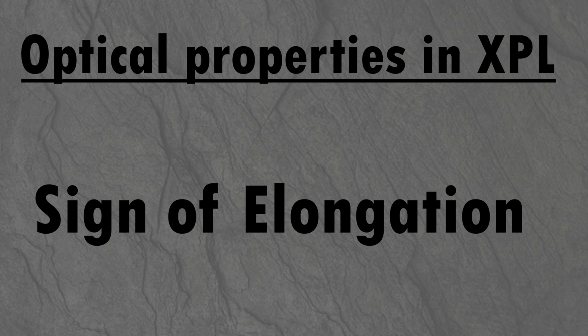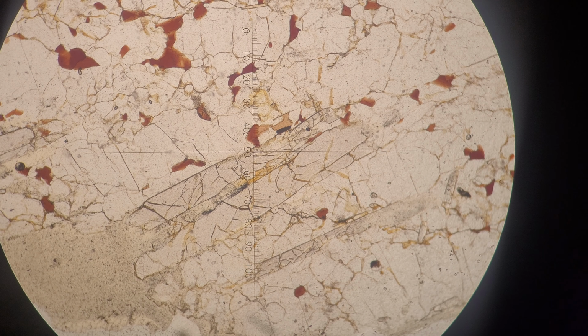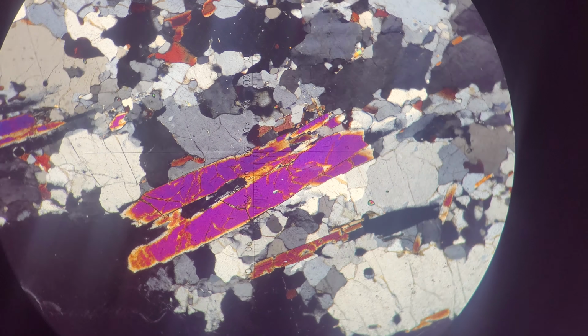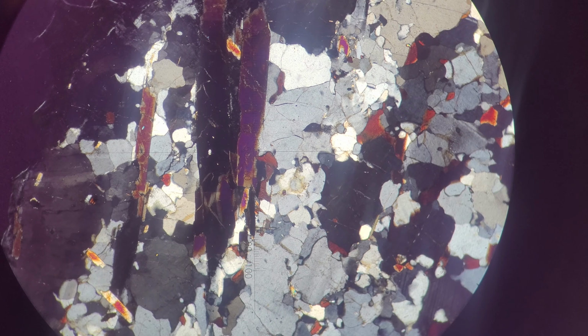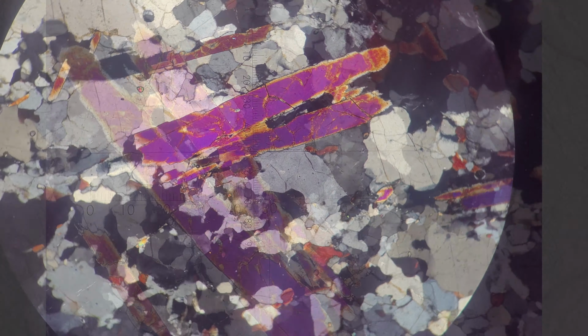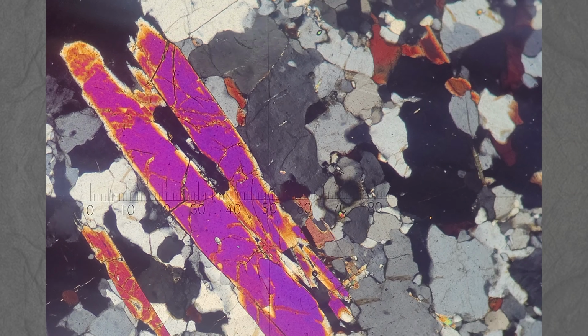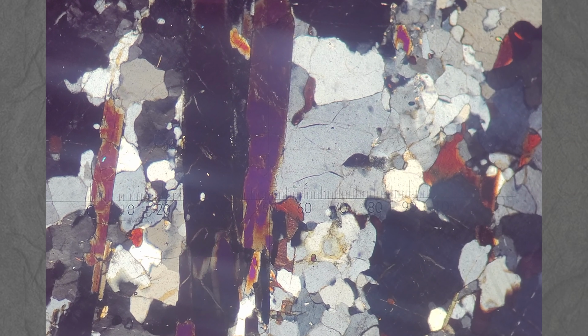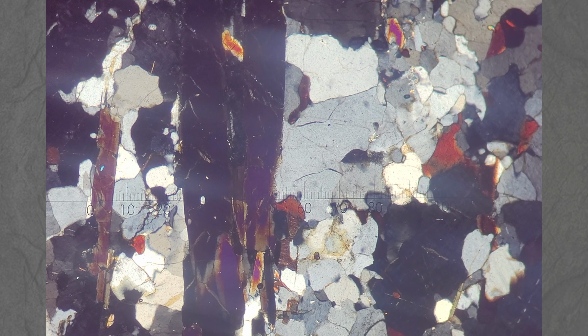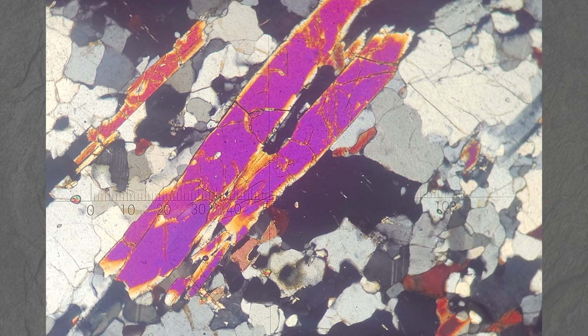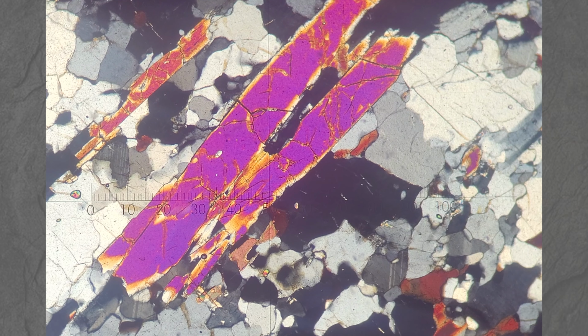The next property is the sign of elongation. To find the sign of elongation, you first need an elongated grain, such as this sillimanite. Next, bring the grain to extinction by rotating the stage. Then rotate the grain 45 degrees. I like to rotate it so it's elongated along the southwest to northeast direction, but either way works.